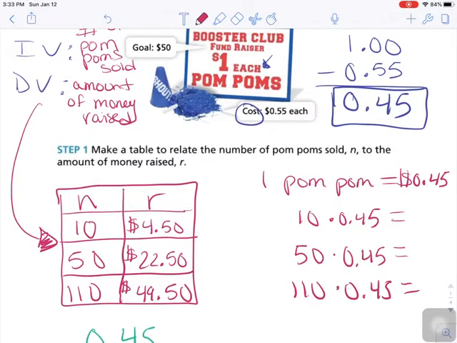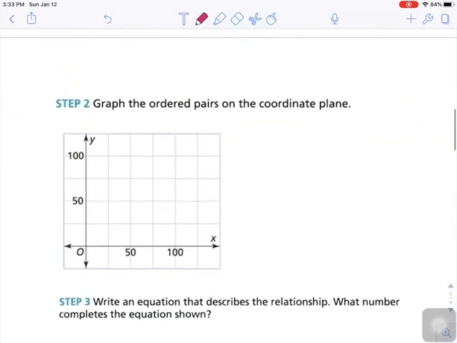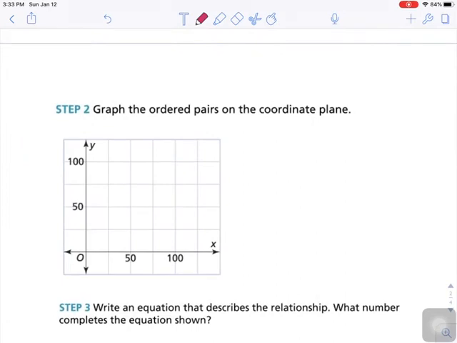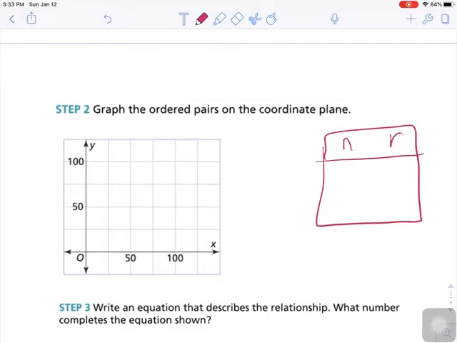Okay, so that was step one, putting all of that information into our table. So now let's go on to step two. It's asking us to graph those ordered pairs on the number line. So I'm going to rewrite our table out here for us. So we had number of pom-poms sold and money raised.